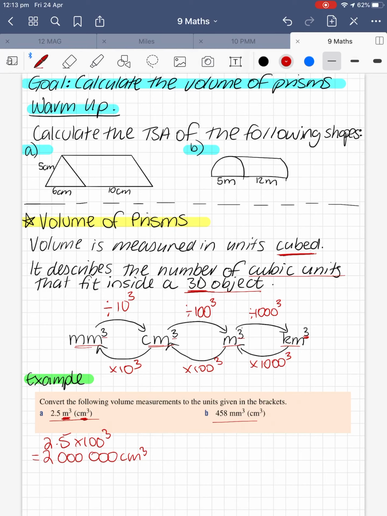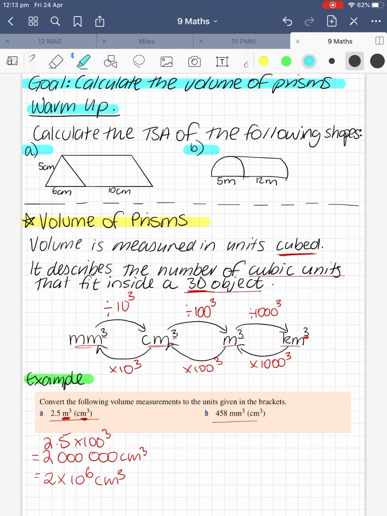Now, you might be able to recall our scientific notation from term 1. We can also write this answer as 2 by 10 to the power of 6 centimeters cubed. You're not required to do that. It's just if you would like to write this in a slightly more presentable manner, you can write that in scientific notation.